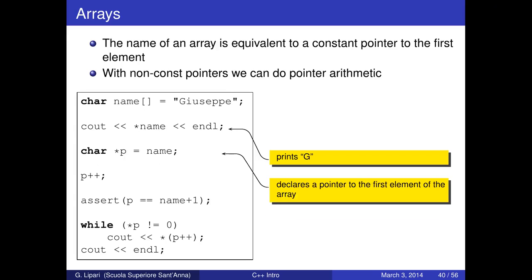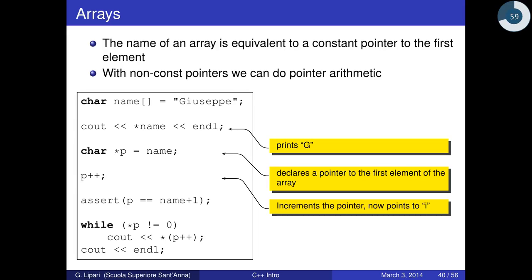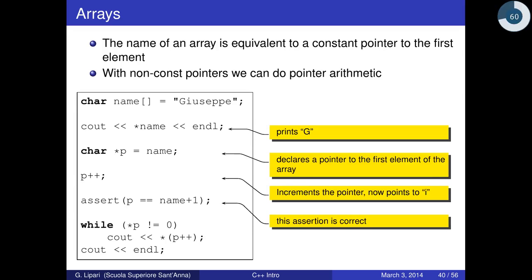What I can do then is to increment this pointer. Incrementing a pointer is equivalent to moving to the next location in memory. So this p now will point to i, the second character in the array. This assertion is correct because in effect now p points to the second element in the array, so to name plus 1.